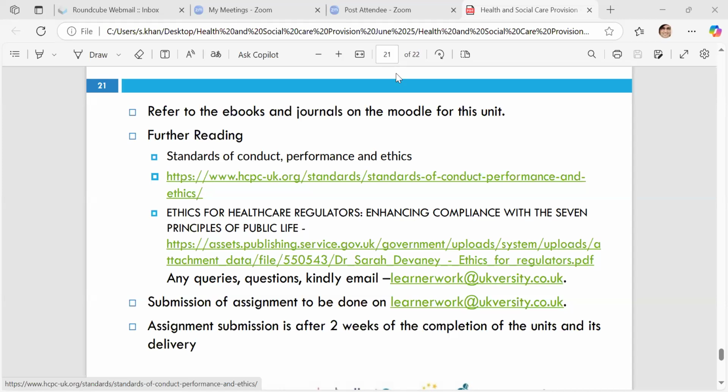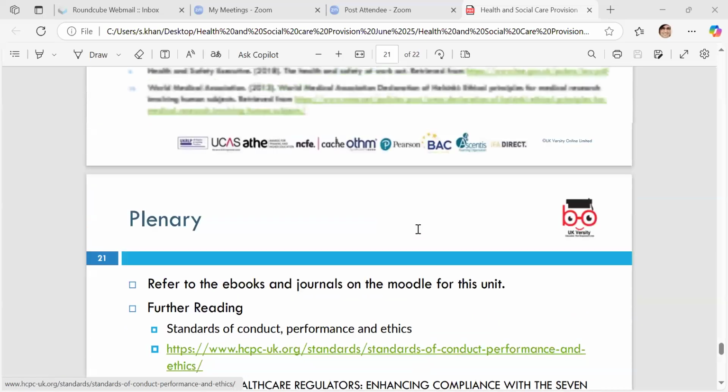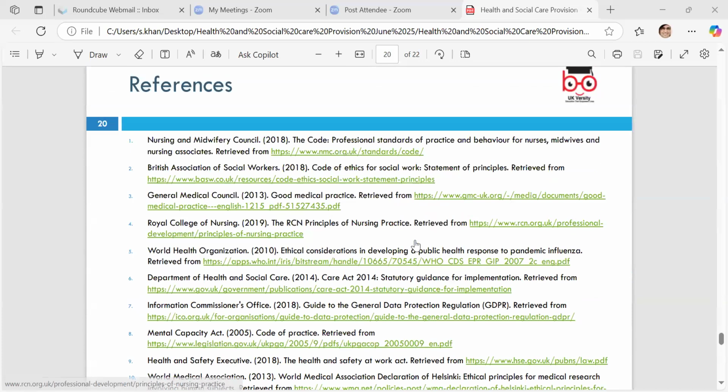And the assignment brief will be available also on Moodle. We'll have the assignment discussion next week where we'll go through the assignment and discuss what is expected of you. You have 2 weeks to do that assignment, and you have to submit it on Learner Work at ukvarsity.co.uk. Any questions before we finish today's session?